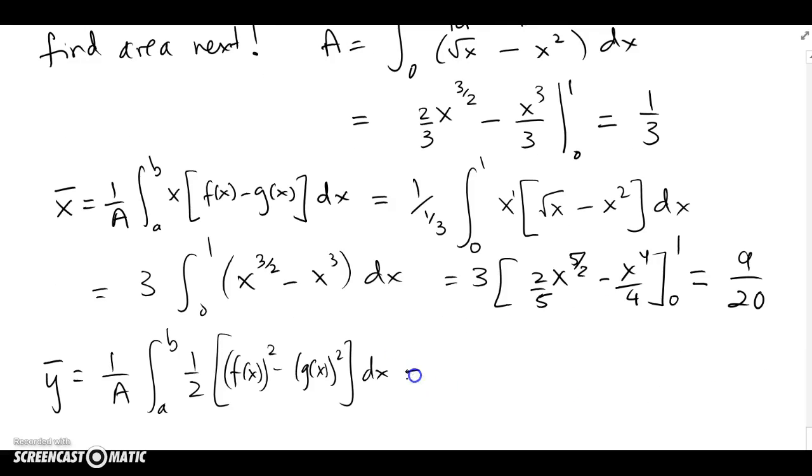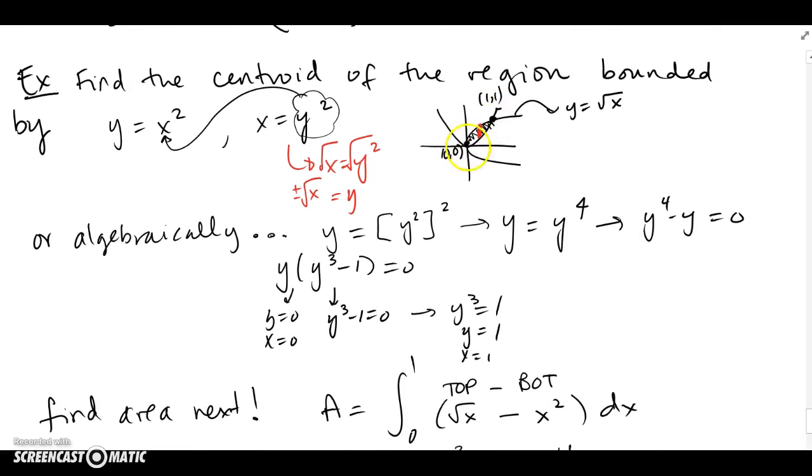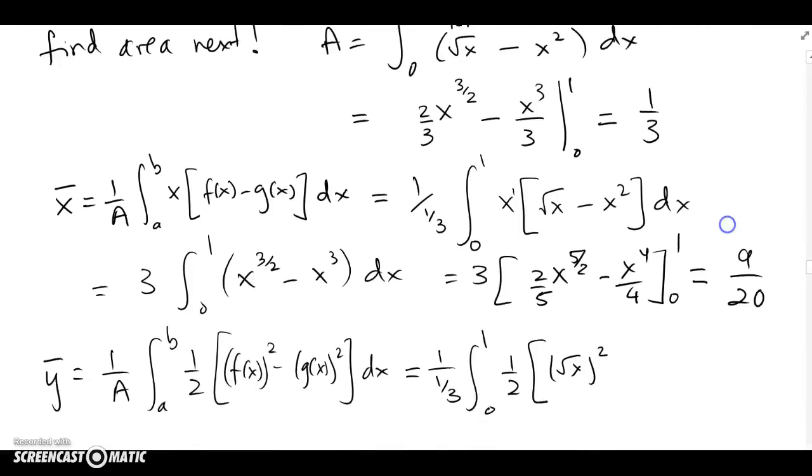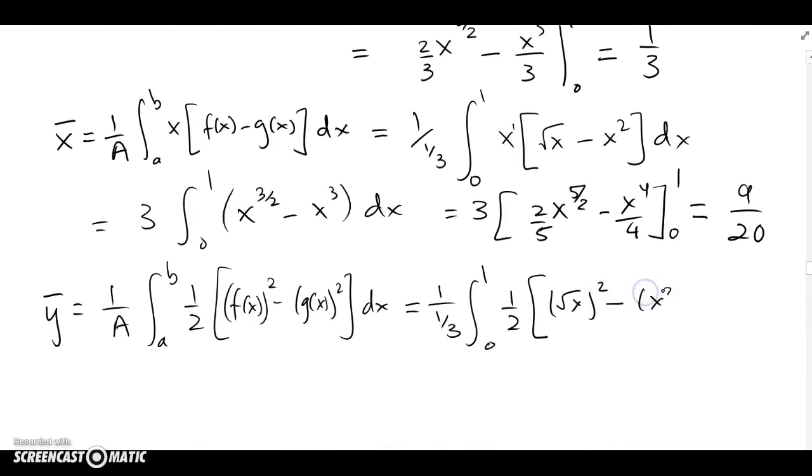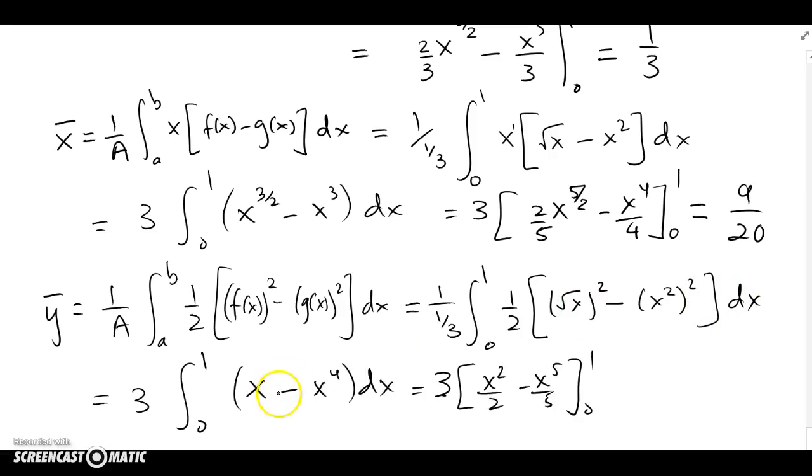Okay, so now for our y bar, we have 1 over 1/3. Again, from 0 to 1 was our limits of integration, a half times the top function, the square root of x function, squared. Remember, top function was square root of x, bottom function was the x squared function, minus the x squared function, squared also dx. So we square that, get an x, square that, x to the fourth, a nice polynomial function, and we're going to integrate that. And once we plug in 0 and 1, we actually get 9 over 20 for this as well.